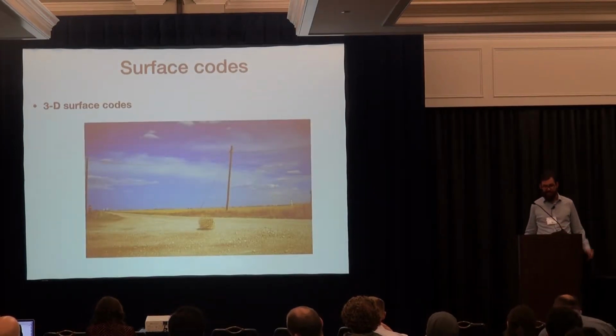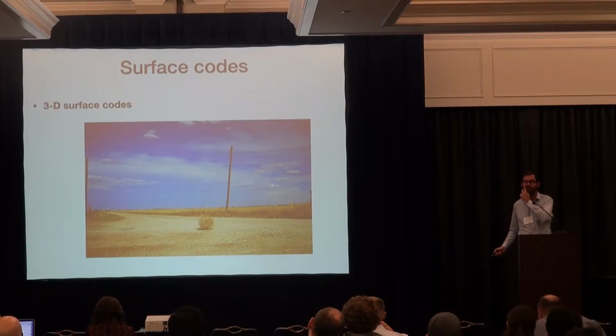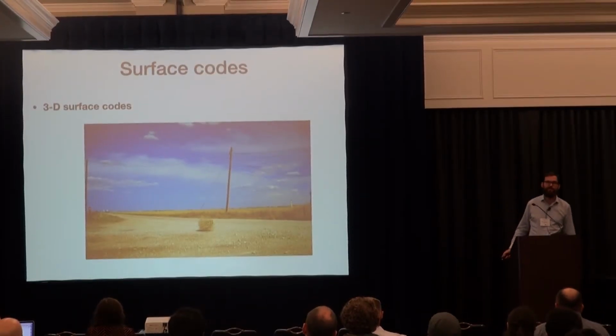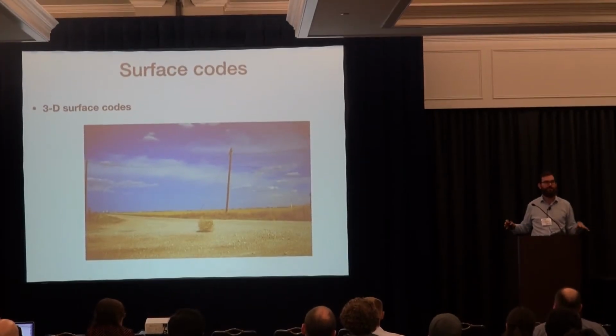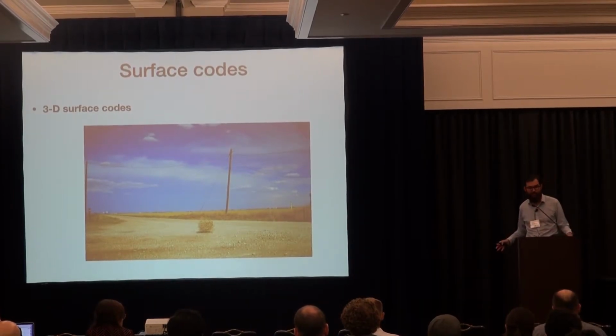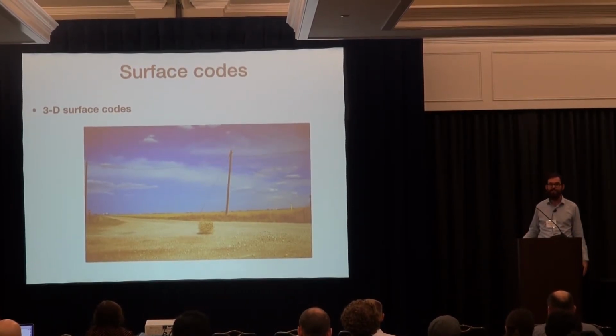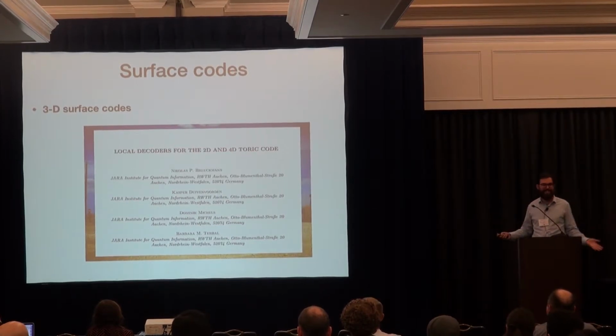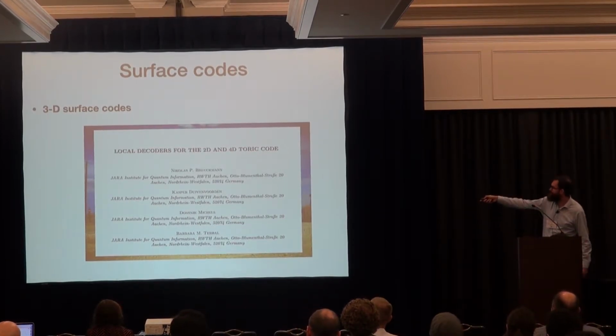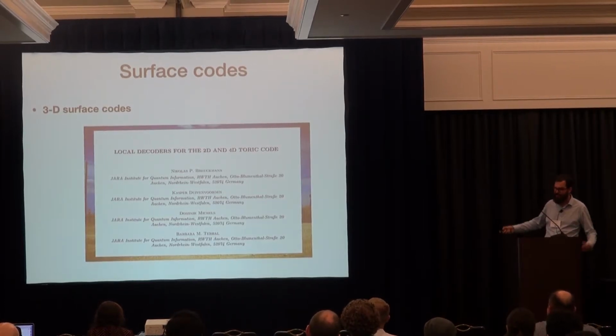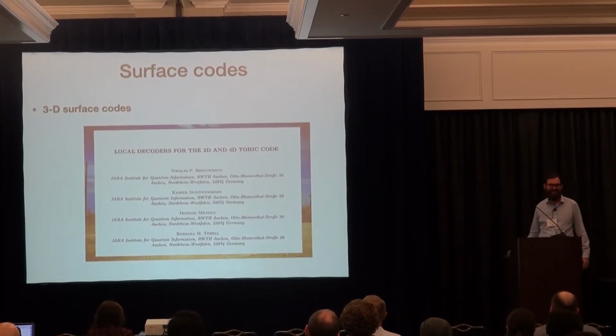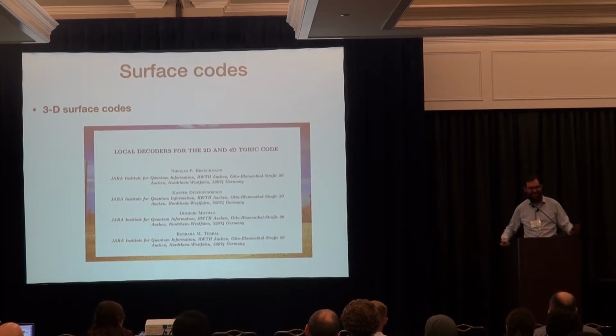But 3D surface codes, on the other hand, there's not very much. And I was so surprised when we started this project and started looking in the literature for what had gone before, that we couldn't find very many papers on 3D surface codes. And many papers explicitly leave them out. So this is a very nice recent paper from Barbara Terhal's group. And we've got local decoders for the 2D and the 4D toric code, 3D code excluded.